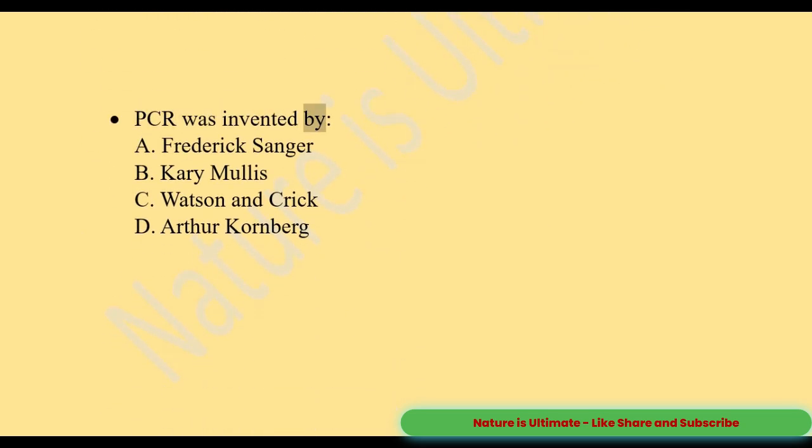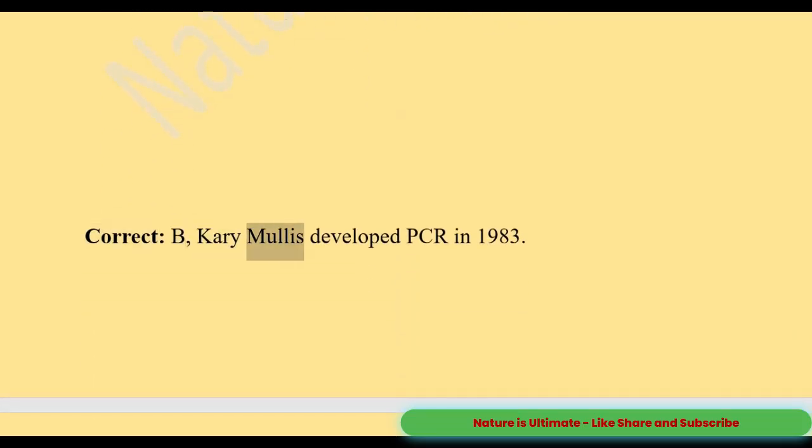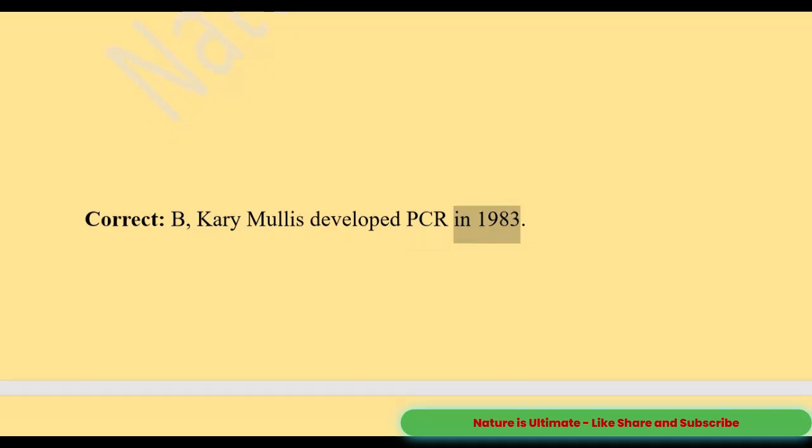PCR was invented by: A. Frederick Sanger. B. Kary Mullis. C. Watson and Crick. D. Arthur Kornberg. Correct: B. Kary Mullis developed PCR in 1983.